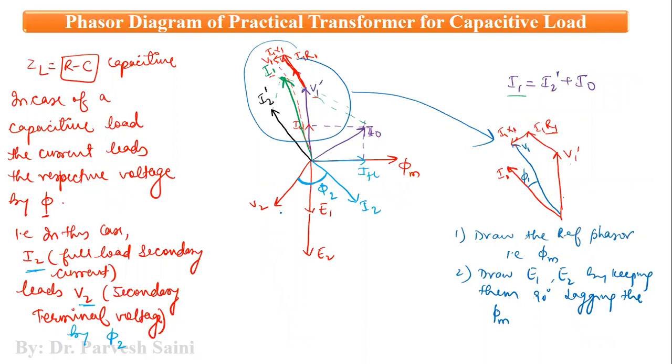So this was the phasor representation of a practical transformer under full load condition for three types of load: inductive, resistive, and capacitive. Now, because this is a capacitive load and current leads the voltage by phi, we call this a leading power factor, right? So the phasor diagram shown here is for the leading power factor.